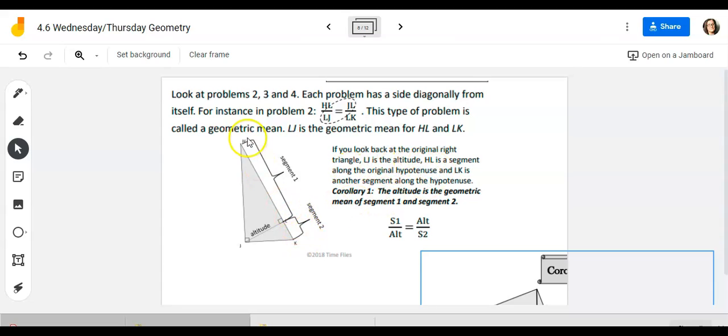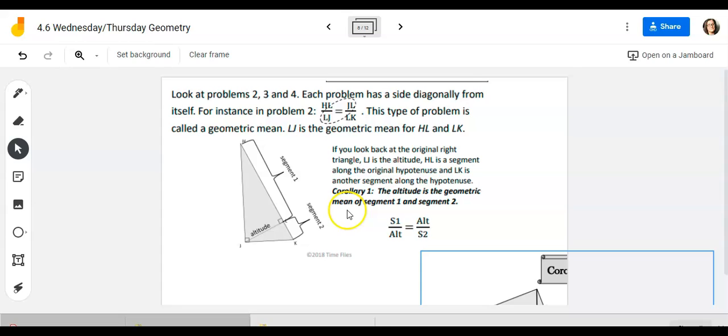HL is a segment along the original hypotenuse, and LK is another segment along the hypotenuse. So this altitude caused this whole hypotenuse to be cut up into two little segments. I call one of them segment 1 and the other one segment 2. So instead of redrawing all of those pictures like I made you do, there is a formula that if you know at least 2 out of the 3 of these things, you can set up this problem. This is called corollary 1.